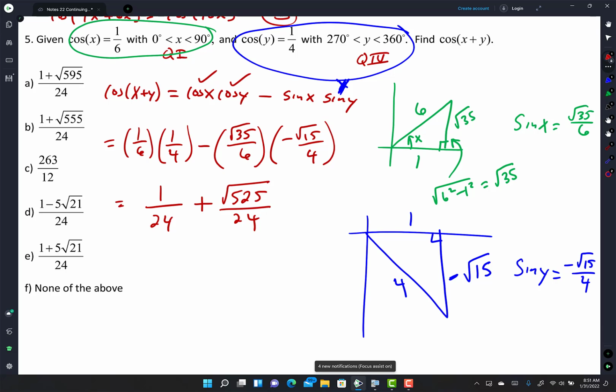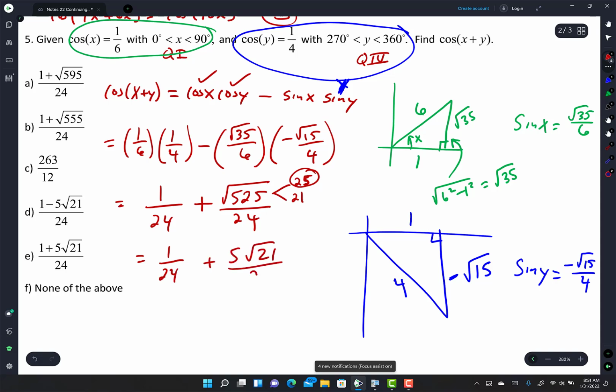So let's see. How many quarters does it take for me to have $5.25? 21. Sure. Are you for sure? Okay, I'm going to take your word. So what's the square root of 25? 5. So then I have this now: 1 over 24 plus 5 square root of 21 over 24.